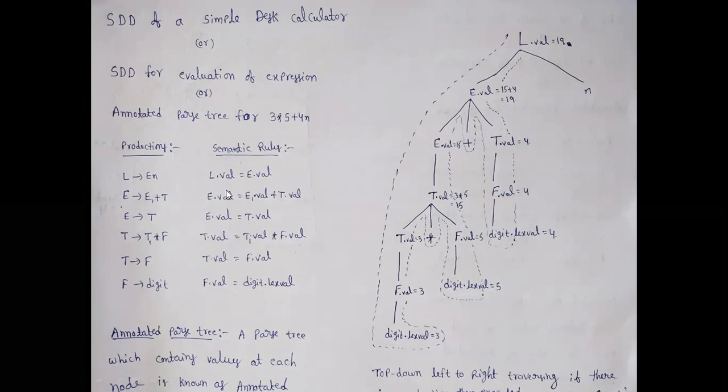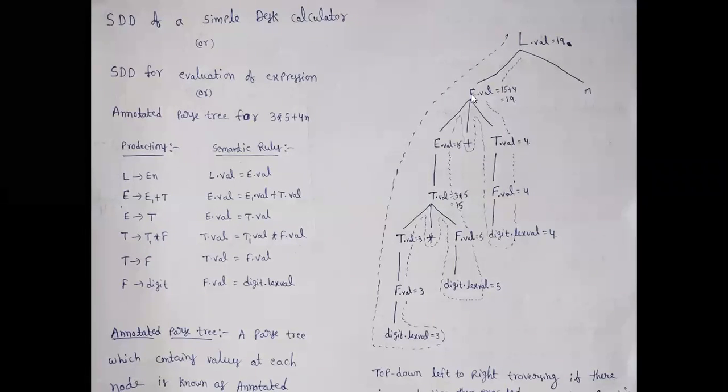Okay, so now how to construct a parse tree, and that parse tree we are going to turn into an annotated parse tree. Here we are using the first production to construct the parse tree. So here L produces E N. So L నుంచి E N అనేది రాస్తారు. Okay, next E produces E1 plus T, so we are writing E produces E plus T only, not writing E1.